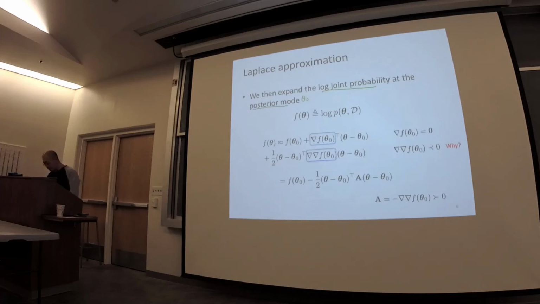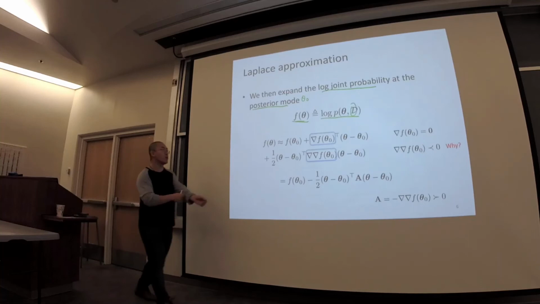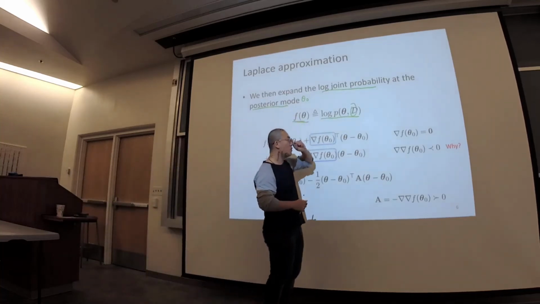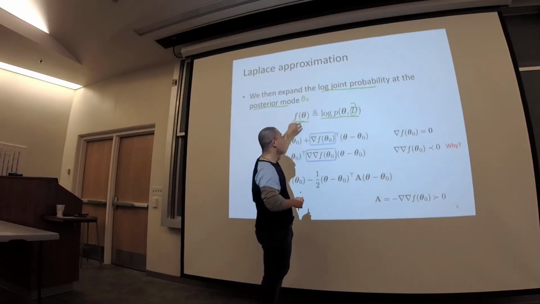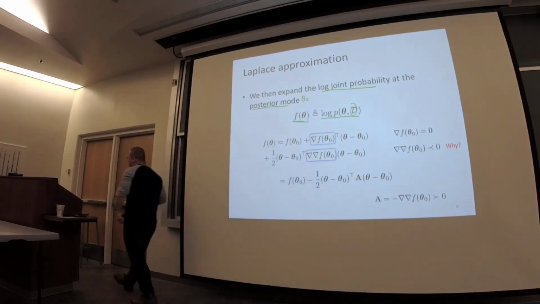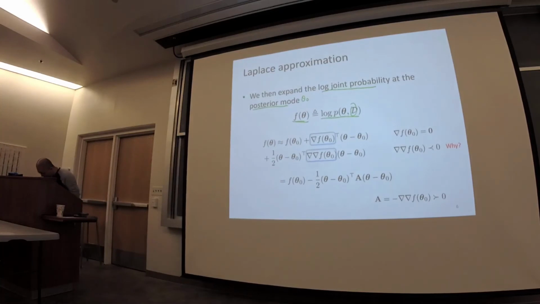And then I expand the log joint probability at the posterior mode, theta 0. For convenience, let us define this log joint probability as a function of theta, because the observation D is just a constant. We only care about theta here, so for brevity, we define the log joint probability as a function of theta. Now we can expand the function of theta at the posterior mode, theta 0.